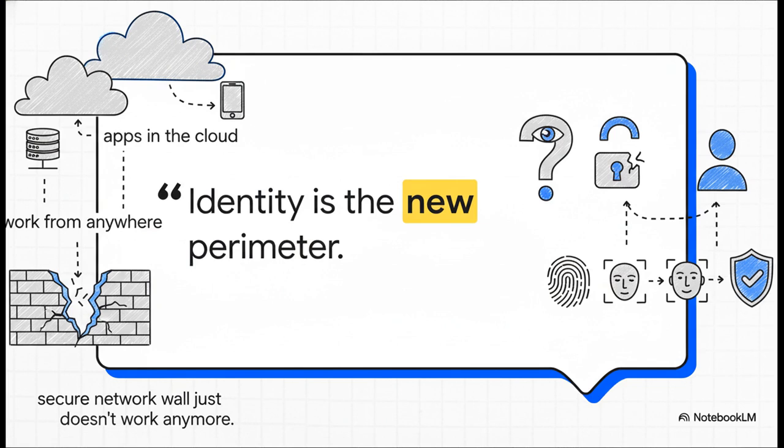I mean, think about it. Our apps are in the cloud. Our teams are working from everywhere. That old idea of a castle and moat network wall, it's just gone. Security now starts with a much more fundamental question. Who are you? And can you actually prove it?